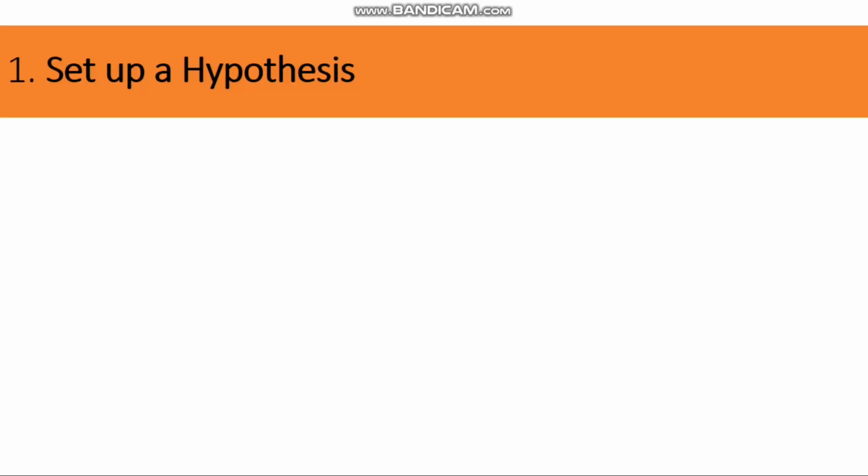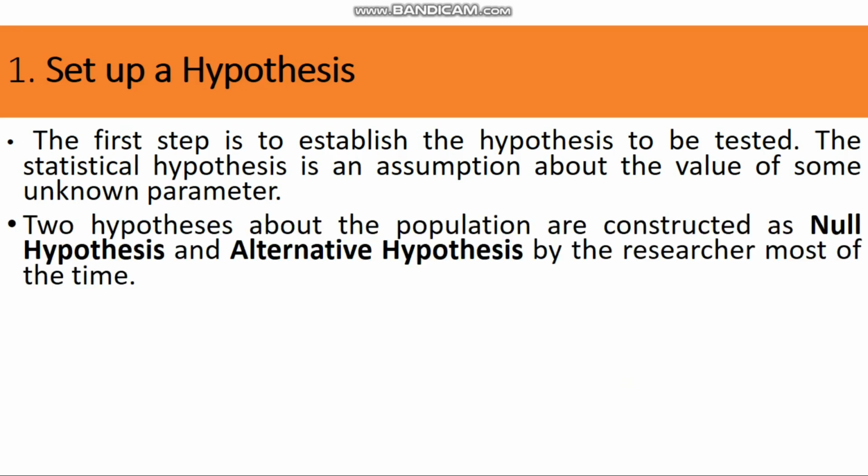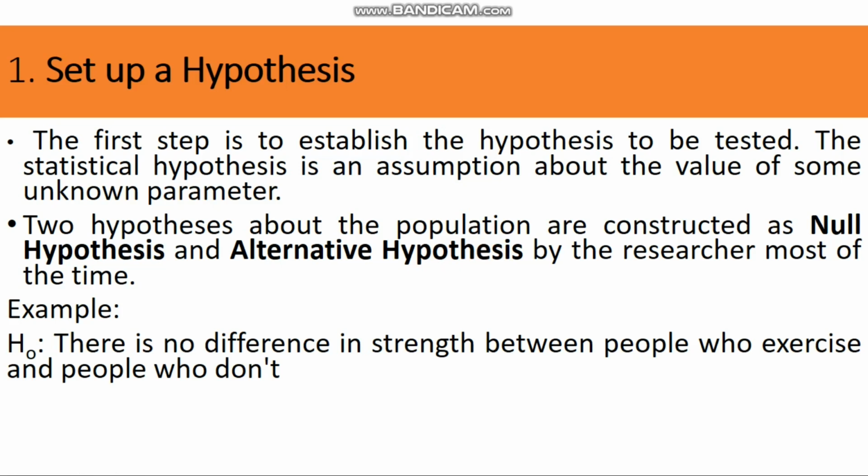First one is setting up a hypothesis. This is the foremost important step. He has to set the hypothesis based on a logical assumption. Usually there are two types of hypothesis used in social science research. One is the null hypothesis, another one is the alternative hypothesis. When a null hypothesis is rejected, automatically the alternative hypothesis will be accepted.